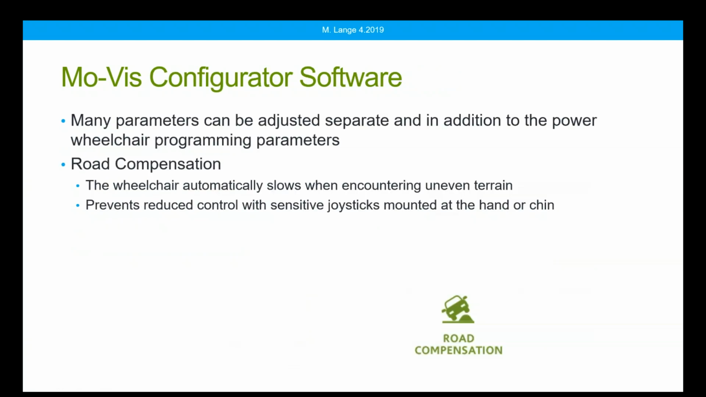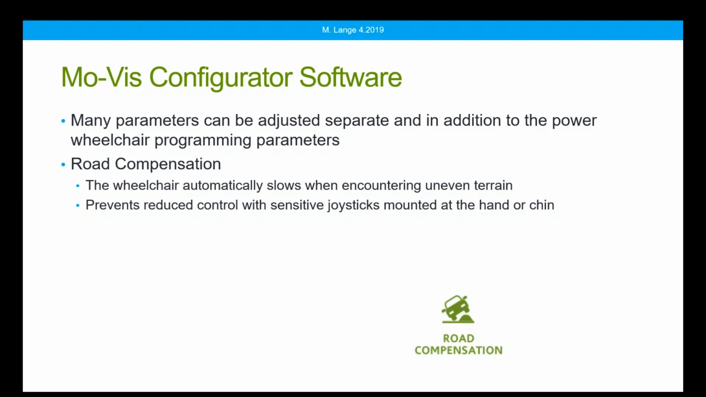So let's talk about that programming for a moment. Movis's programming software is called their configurator software. There's a lot of parameters that can be adjusted separate or in addition to the power wheelchair programming parameters. One of those programming parameters that I think can be very helpful with many proportional joysticks is road compensation.